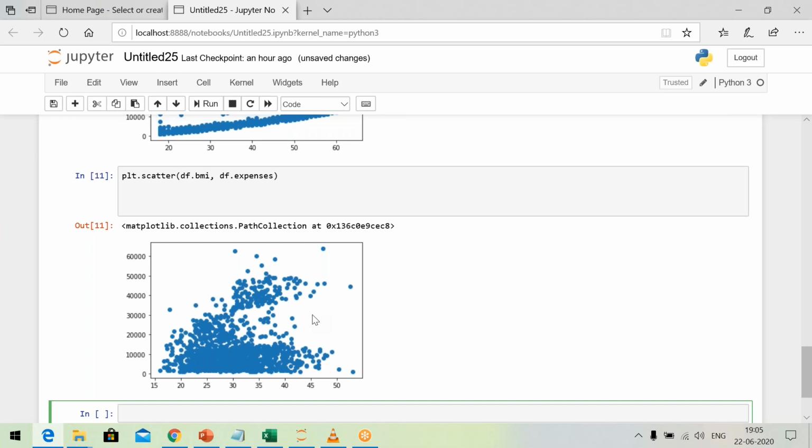If you become bulky, if you put on additional weight, your BMI value will increase. So if the BMI value increases, what does it mean? You have put on weight. Adding weight to your body will definitely invite more diseases. That means your medical expense will increase. So whenever the BMI value increases, the medical expenses increase.